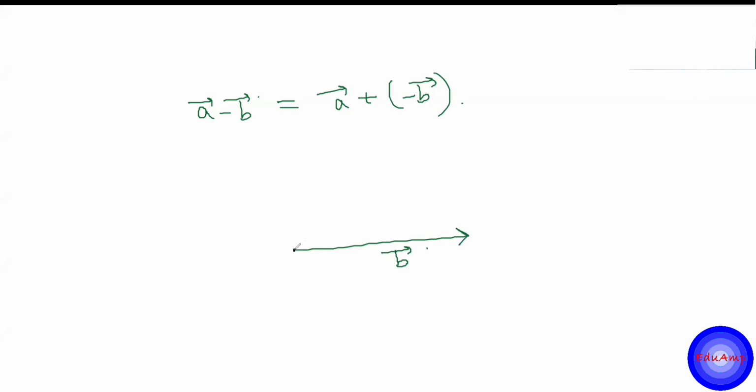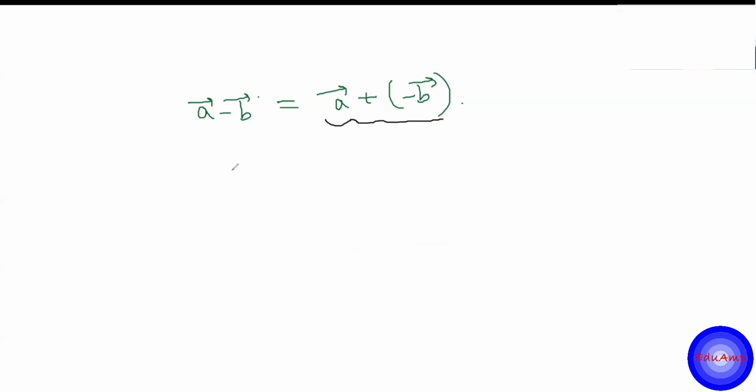What is minus B vector? Just the opposite direction in the same amount. Okay. This is minus B vector. Fine. Just the same amount in the reverse direction is minus B. So this was about minus B vector.